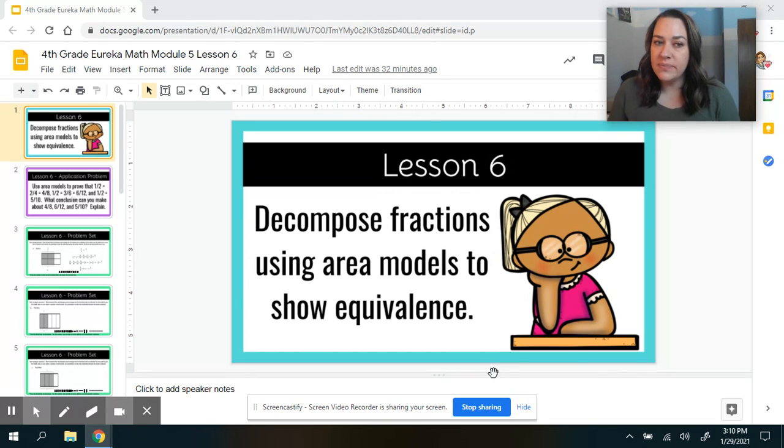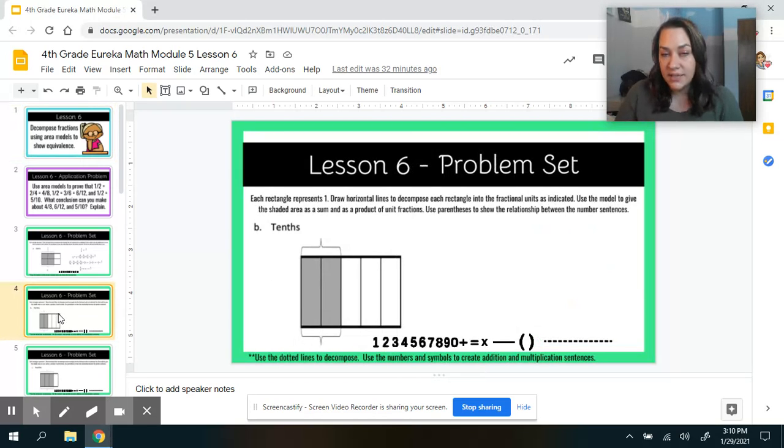So this is really similar to Lesson 5, where we were using area models to decompose to show equivalence. Remember, equivalence means equal. They have the same value. The only thing different in this lesson is it's going to ask us to change this into twelfths or change this into tenths. And we have to use our math skills, our multiplication skills, to understand what we are going to have to do.